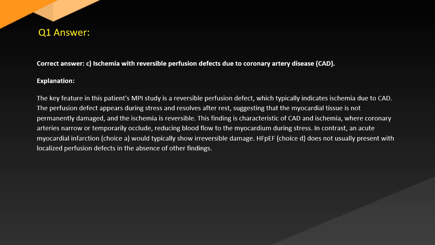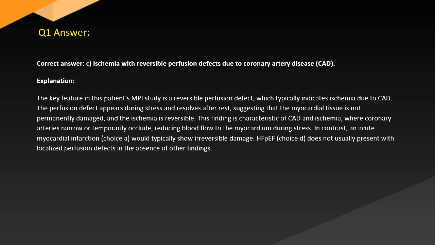Answer. Correct answer. C. Ischemia with reversible perfusion defects due to coronary artery disease (CAD). Explanation. The key feature in this patient's MPI study is a reversible perfusion defect, which typically indicates ischemia due to CAD. The perfusion defect appears during stress and resolves after rest, suggesting that the myocardial tissue is not permanently damaged and the ischemia is reversible.